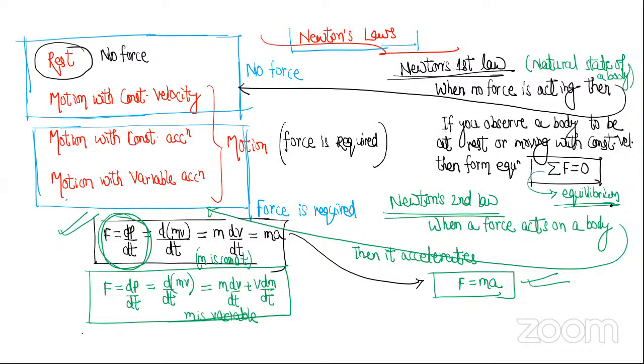So this law is also called as law of inertia. Law of inertia. Got it? Why it is called as law of inertia? Until force is applied from outside, it will not change its state. Which state? The state of rest or constant velocity. So that is called as inertia, laziness. Okay.